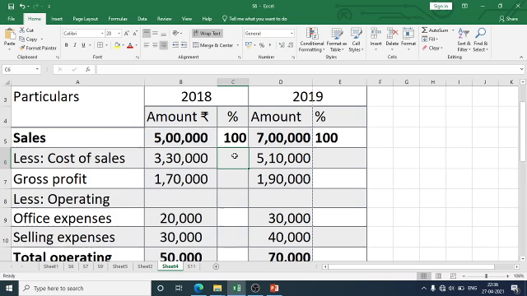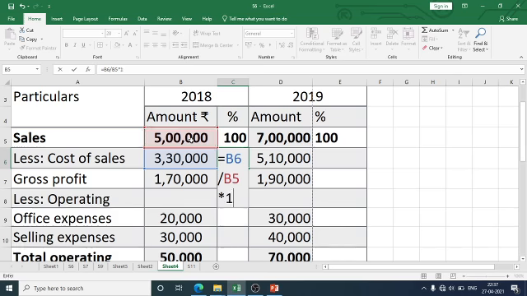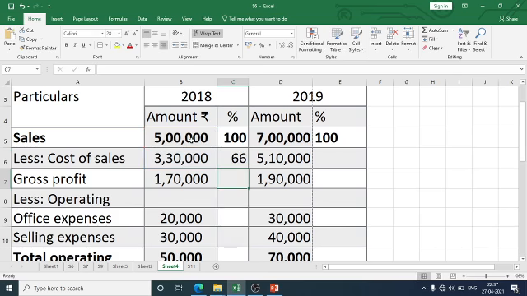Individual item divided by sales multiplied by 100. So cost of sales will be calculated like this. So we'll take the cost of sales 3,30,000 divided by 5 lakh multiplied by 100. So you will get 66% of cost of sales in relation to the total sales.